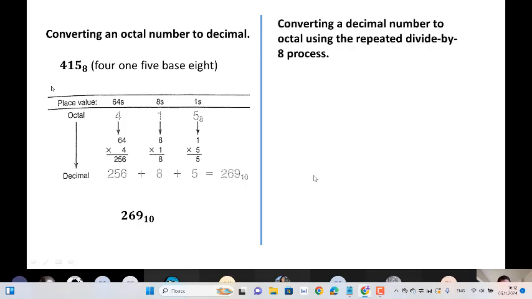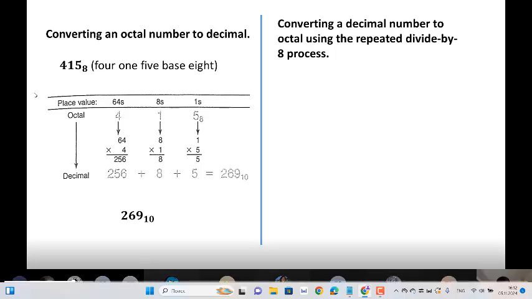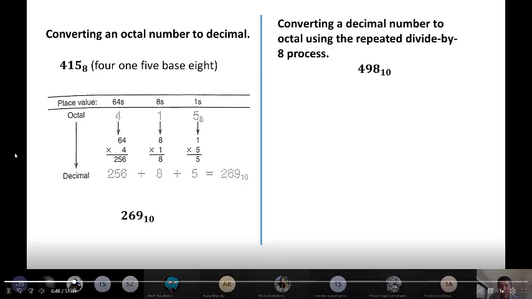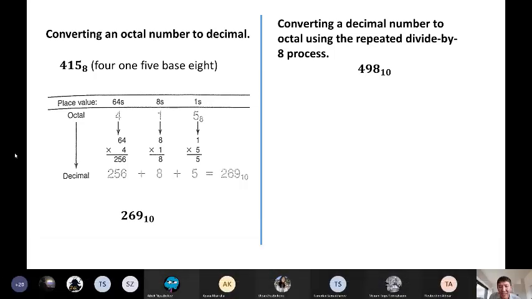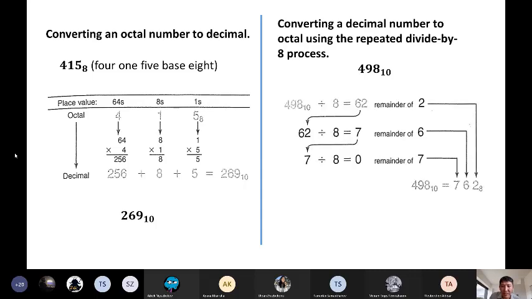Okay. Next, converting a decimal number to octal using the repeated divide by 8 process. The process is the same. So for example, we need to convert 498 to an octal number. It's a decimal number.